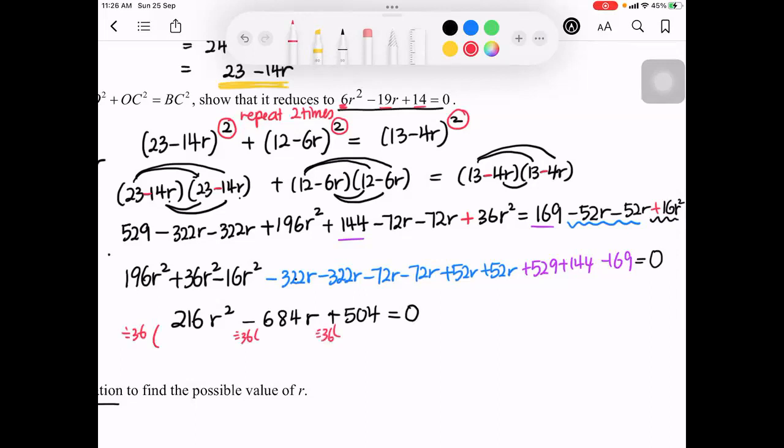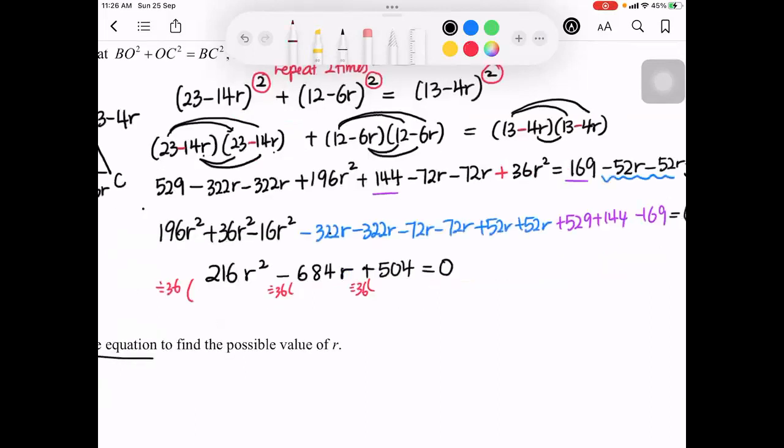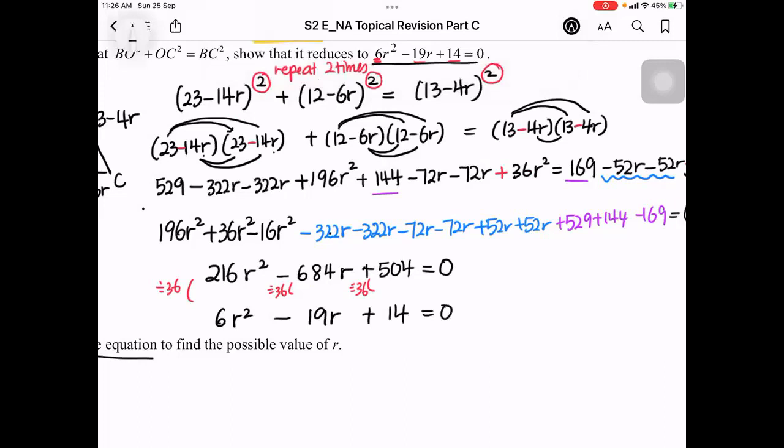Let's see whether we can get the correct answer or not. 216 divided by 36 is 6R squared. 684 divided by 36, negative 19R. 504 divided by 36, 14, equals 0. Okay, so finally, in the exam, if you have no brain cells to do this, skip this portion and do it last. If you have extra time, then come back and do it. At least try to write down something.